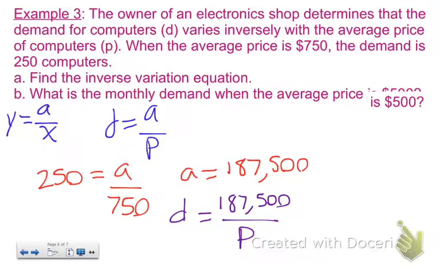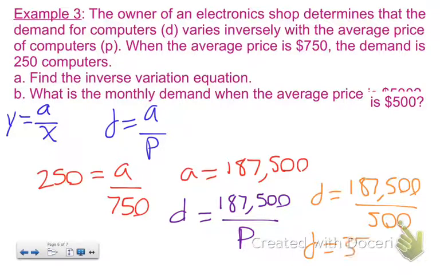We're just going to plug in D equals 187,500 divided by 500, and you get a demand of, sorry, 375. So the demand when the average price is 500 would be 375 computers.